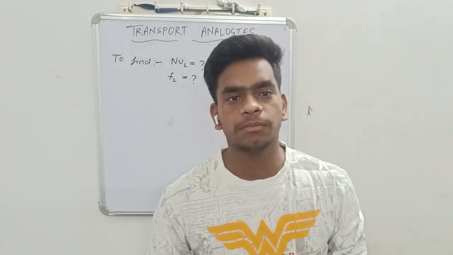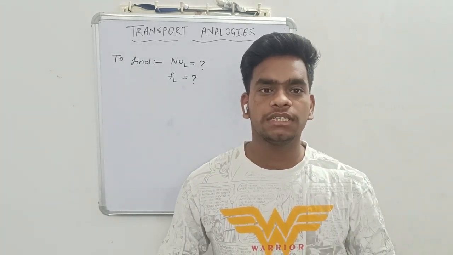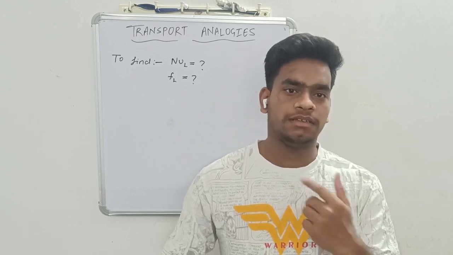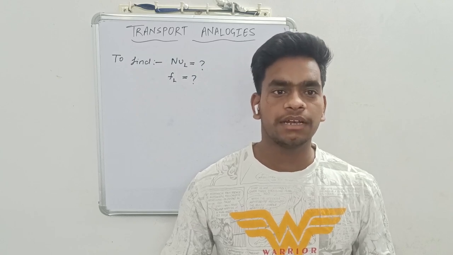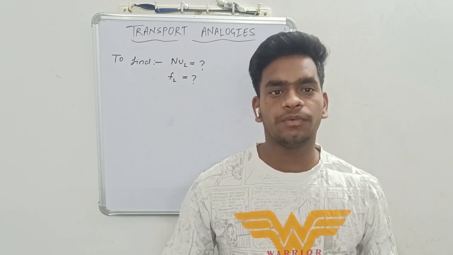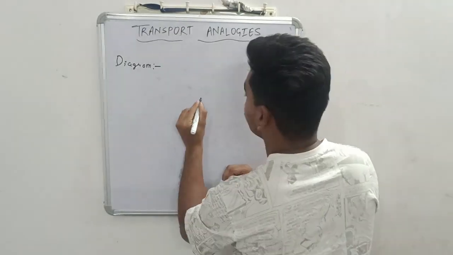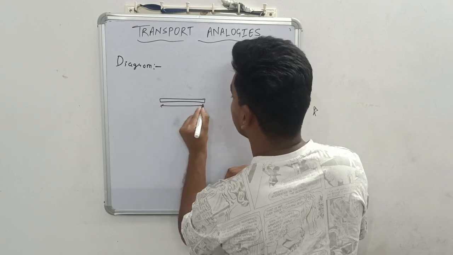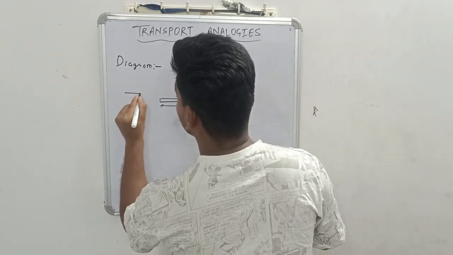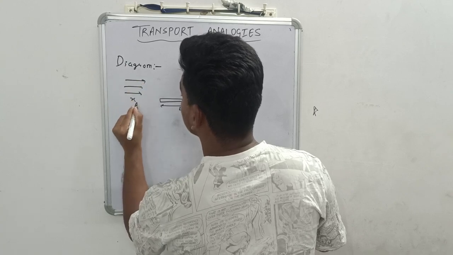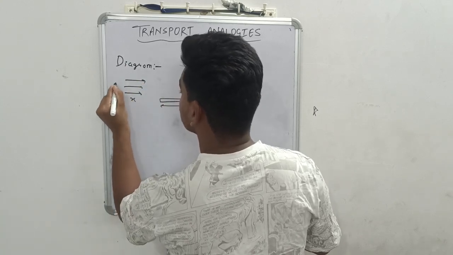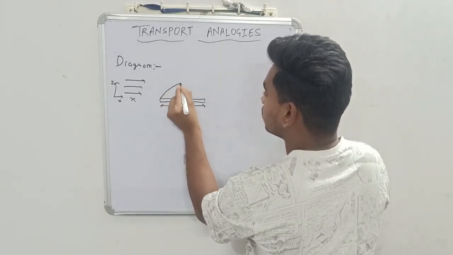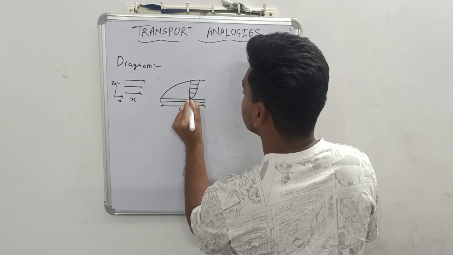We can do this problem by using transport analogies because it relates the principle of heat, mass and momentum transfer. Here, as the Prandtl number and Schmidt number are equal to 1, we will use the Reynolds analogy. We have a flat plate of length L. We will consider fluid flowing in the x direction and its vertical direction is y, and the hydrodynamic boundary layer is like parabolic. The velocity profile will vary like this.